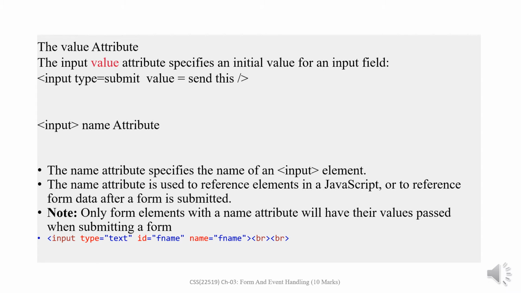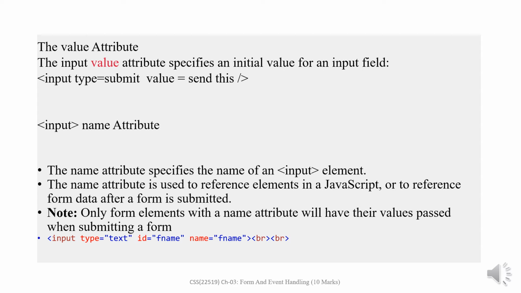Now next is image. Image defines an image as a submit button. The path to the image is specified in the src attribute. Src stands for source. So it is specified in the src attribute.